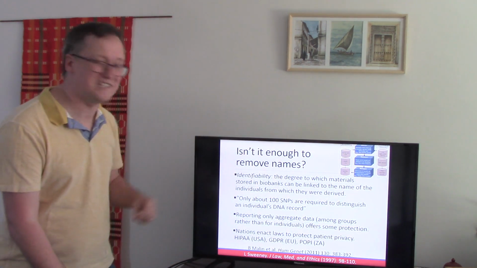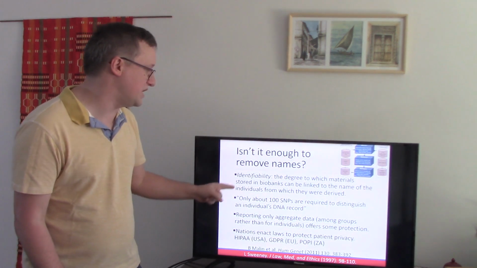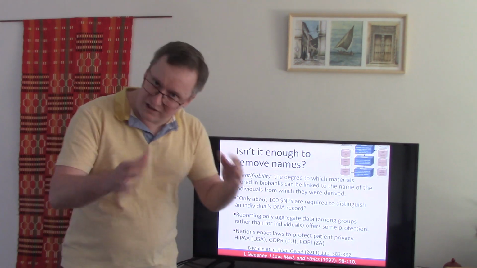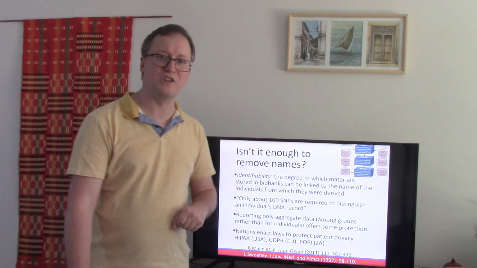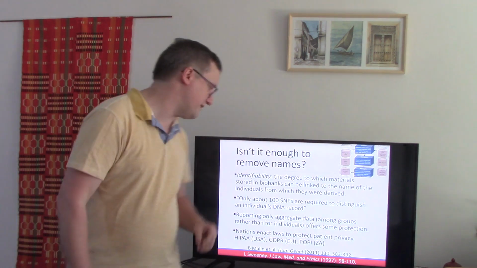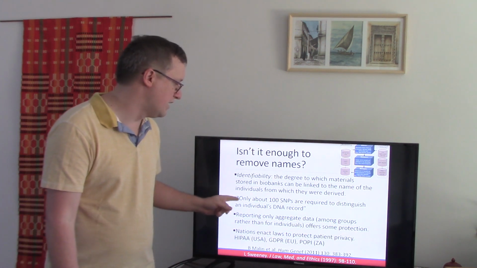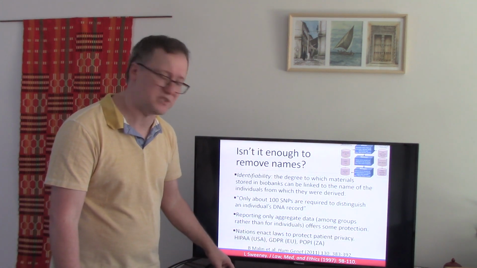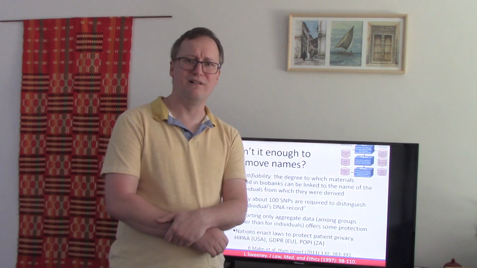We start with this concept of identifiability. This is the degree to which materials stored in biobanks, including data, can be linked to the name of the individuals from which they were derived. That's a broad definition here of identifiability. I thought this quote was actually really informative. Only about 100 SNPs are required to distinguish an individual's DNA record.